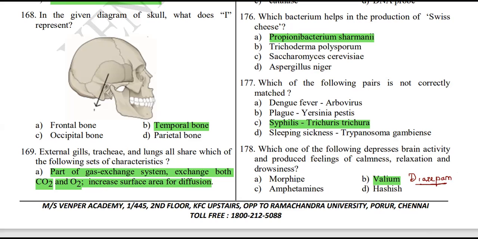What about morphine? Morphines are painkillers. Amphetamines are given to people who lack cognitive ability, to improve it, and to people with ADHD, the attention deficit hyperactivity disorder. Many kids have this problem. They are not very active, but they would not be listening to you or paying any attention. That kind of people we used to give amphetamines. And hashish is used as a hallucinogen. So the answer is very simple, option B.